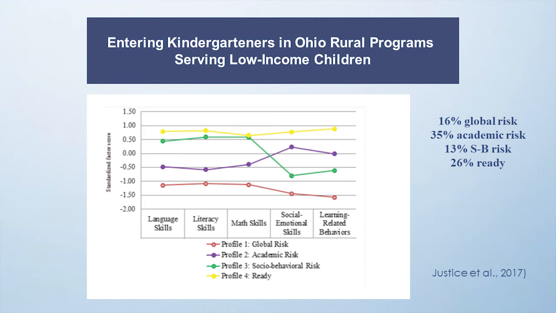Look at them in comparison to all the other kids. Okay, these kids, if you look at these yellow kids, they're performing really highly on all these things. So they have good language, good literacy, good math, good social emotional, good learning related behaviors. Now, study this whole slide very carefully and tell me what percentage of kids in these kindergartens were entering ready.